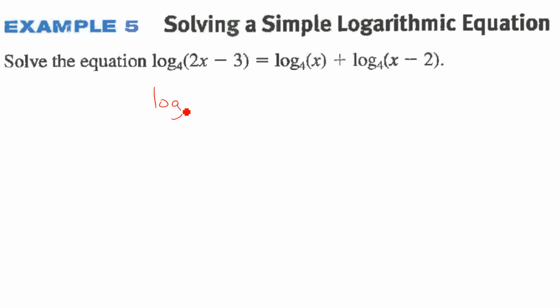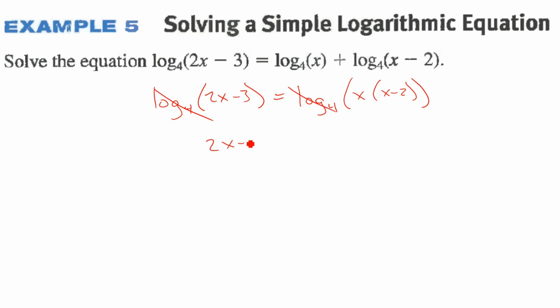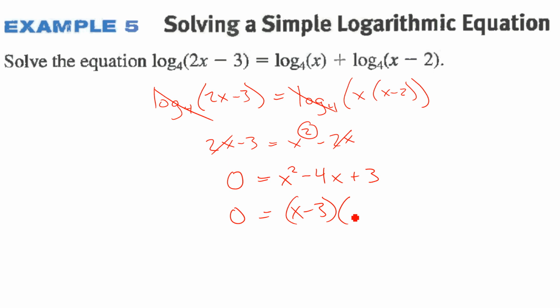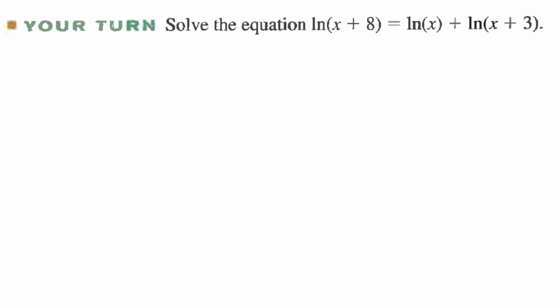So the left side, there's nothing to be done. The right side, we need to get a single log over here. We can combine these using the properties of logarithms. It's going to be x times minus 2. The logs get to cancel. We have 2x minus 3 equals x squared minus 2x. An x squared problem, so we need 0 on one side, x squared, and then those are going to cancel out. No, they're not going to cancel out. Sorry, that's a minus. So minus 4x, and then plus 3. And that does factor into x minus 3 and x minus 1. So x equals 3 or 1. Your turn.